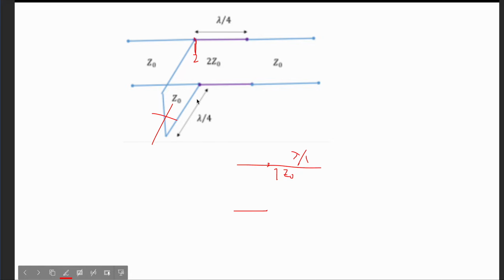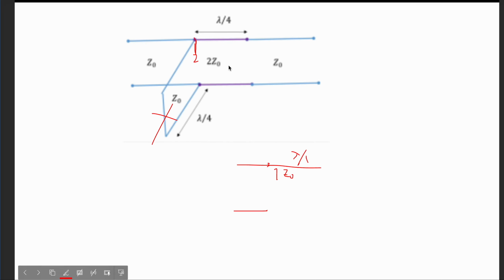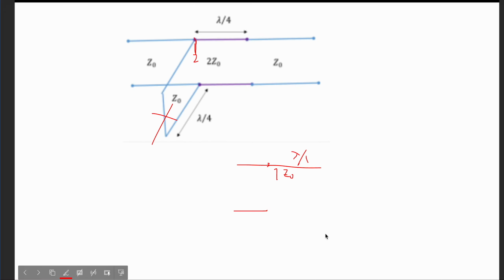So my whole question remains like this, just my Z naught is now 2Z naught and my L is lambda by 4. If you put these values, you will get the following ABCD matrix. Did you get it? Yes, yes, yesterday we were facing problems in this type of question.